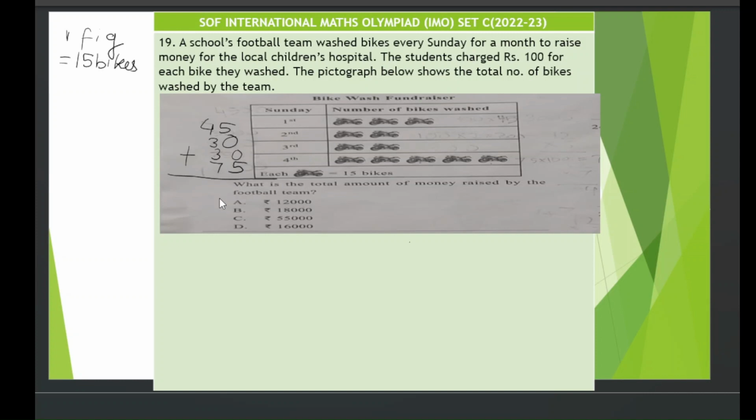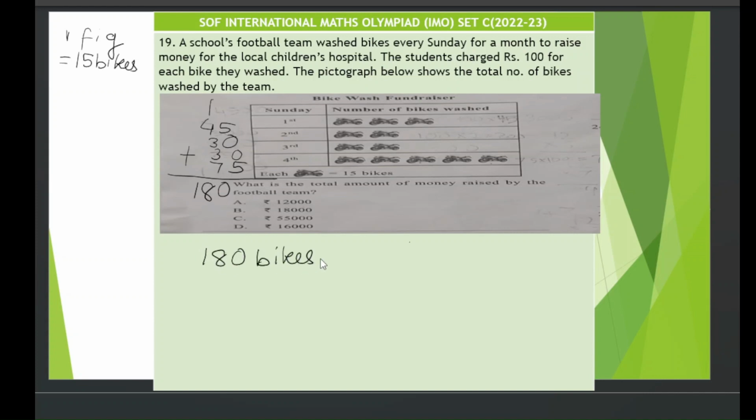So now let's add all of this. 5 plus 5 is 10, and then 1 gets carried over. 4 plus 1 is 5, 5 plus 3 is 8, 8 plus 3 is 11, 11 plus 7 is 18. So 180 bikes in all. They washed 180 bikes in all.